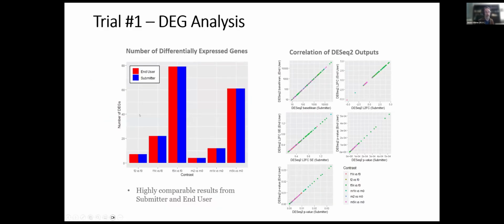And so here's one of those trial results where you could see that the end user and the submitter had the exact same number of differentially expressed genes at the end of their analysis, and that the fold change values were exactly correlated. And this type of reproducibility in genomics research prior to this was almost unheard of. So this is a big success for the use of this.